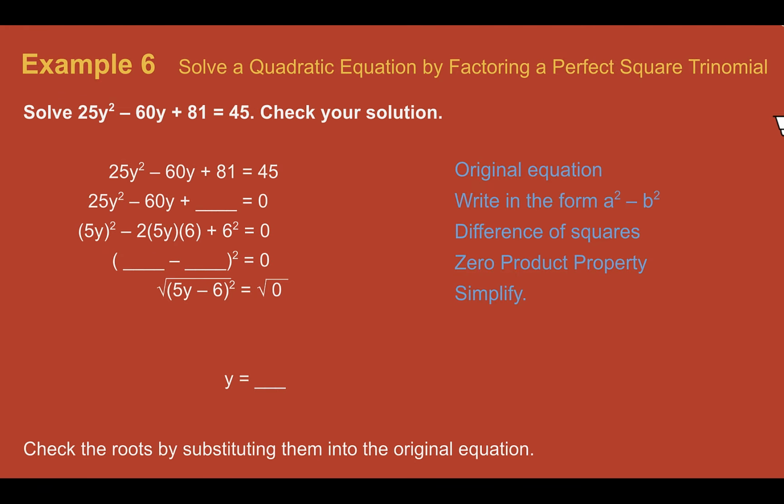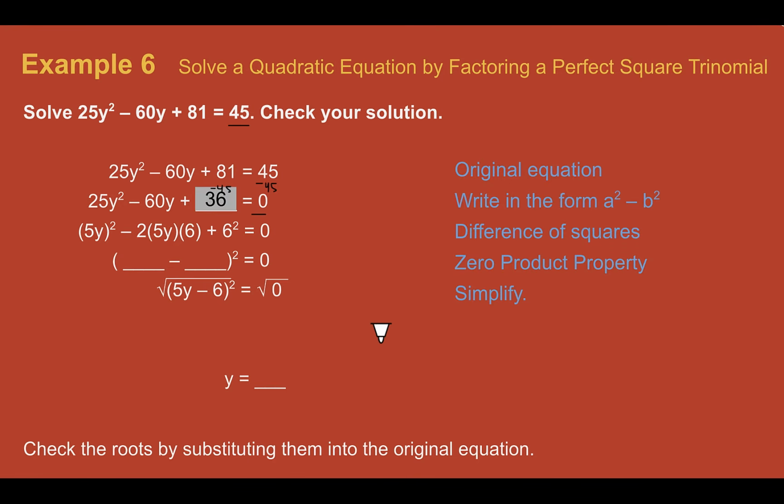Example 6. Solve a quadratic equation by factoring a perfect square trinomial. So solve 25y squared minus 60y plus 81 equals 45. Check your solution. So first, in order to solve any of these by factoring, we need to get this equal to 0. So I need to subtract 45 from both sides. That way it's equal to 0. So if I subtract 45 from 81, I get 36.